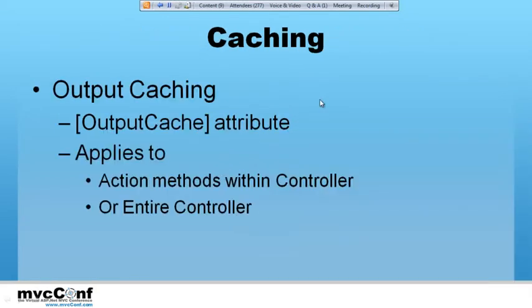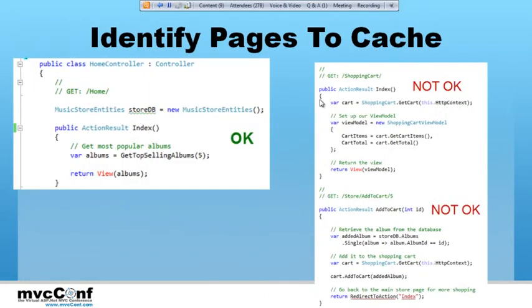And then the next one is one of my favorite topics, which is output caching, caching in general. Output caching, if you haven't used it with ASP.NET MVC, is done through attributes. And these attributes can be applied to the action methods of a controller, or you can apply it to an entire controller. And output caching can have a tremendous, dramatic effect on the performance of your application. And we'll look at an example of that in just a moment.